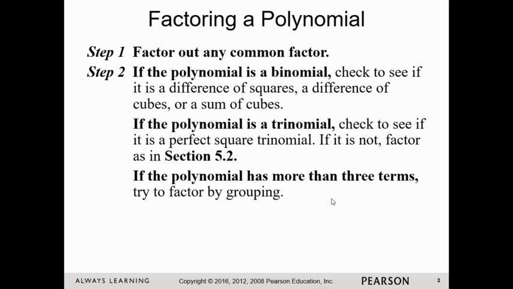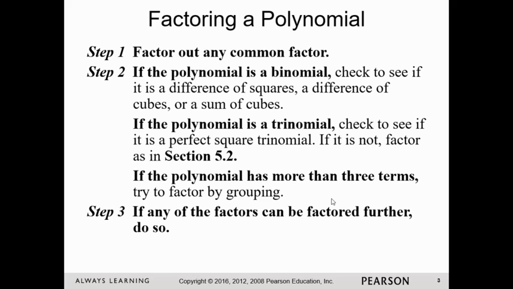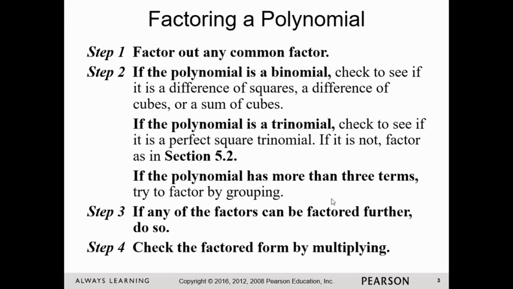And if the polynomial has more than three terms, try to factor by grouping. And section 5.1 discusses factoring by grouping. And then once you factor it, just check and see if you can factor it any further. We came to examples specifically in the special factoring section 5.3 where when we did difference of squares, we ended up with another difference of squares and we factored it further. And you can always check your factoring by multiplying, because remember, factoring undoes multiplication, so you can just redo it by multiplying.